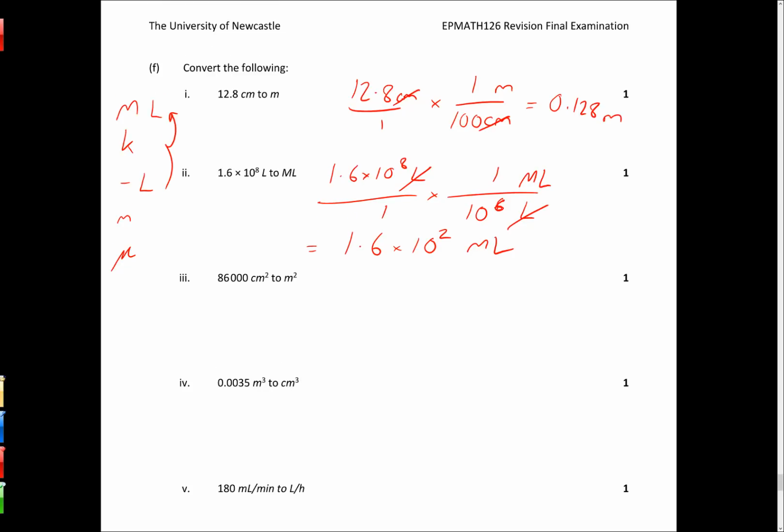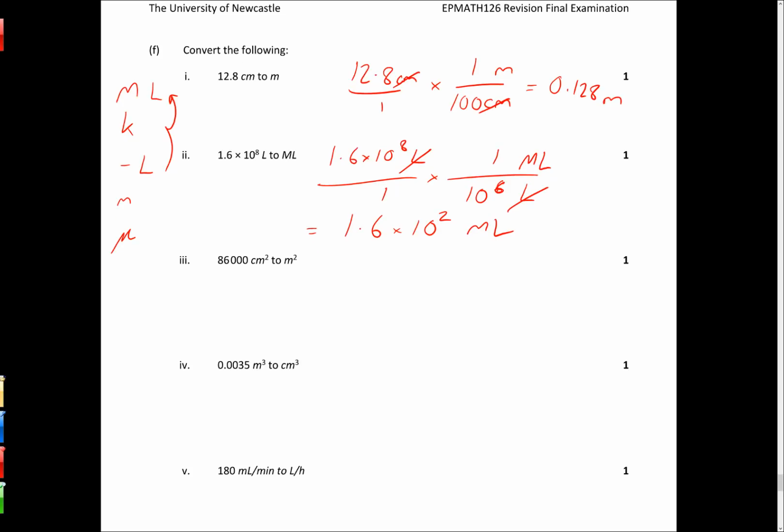Now I've got a centimetre squared to metre squared. I've got to do something twice. Whichever way I do it, I'm going to still stick with the conversion factor. I'm going to write down 86,000 centimetres squared over 1. I don't want centimetres, so get rid of it off the top. I'm putting it on the bottom, but I'm going to have to write it twice. I do want metres, so I'm going to write the exact same conversion factor. It's the same one I did before. 1 metre is 100 centimetres.